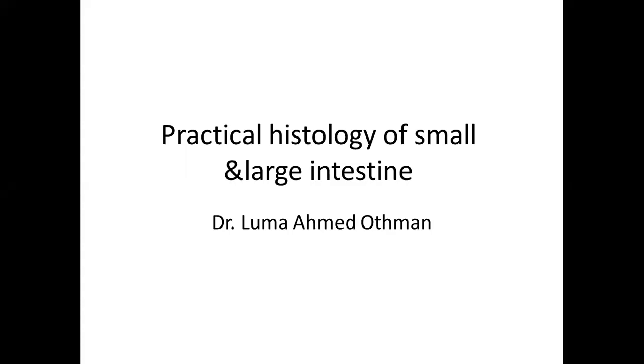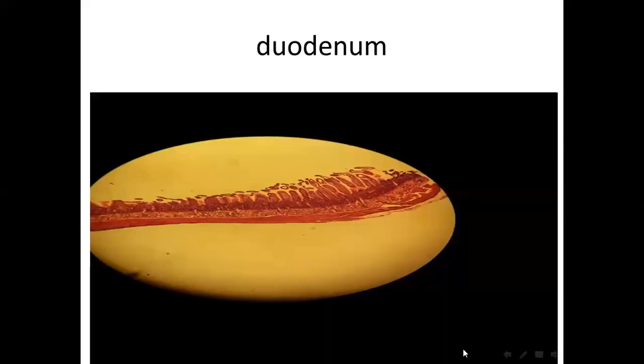Today we will continue with the other parts of the alimentary tract, small and large intestine. At the small intestine, we know that the small intestine includes three parts: duodenum, jejunum, and ileum. At this slide, we see the section of duodenum.